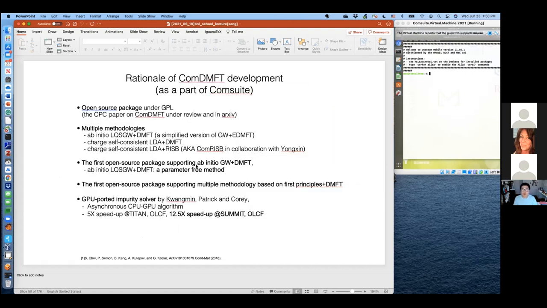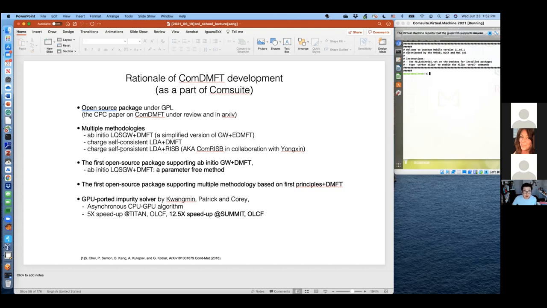Okay, so before going into the hands-on session, I'd like to advertise more. The rationale of the COM DMFT project as a part of COM suite is as follows. For validation, and to make a community code based on first principles and the DMFT methodology, we should have open source packages. At this time, our COM DMFT packages are open source under the BSD license. Actually, this is BSD, not GPL, so I should correct it. In it, there are multiple methodologies based on the ab initio LQSGW+DMFT. Here I stress that this is not the full GW+DMFT, but a simplification of the full GW+DMFT.